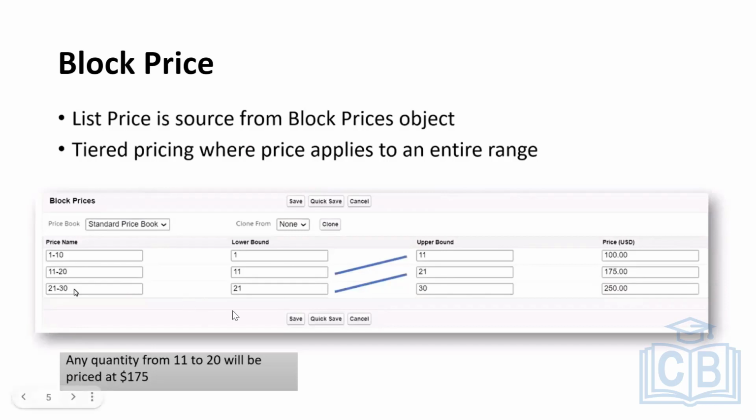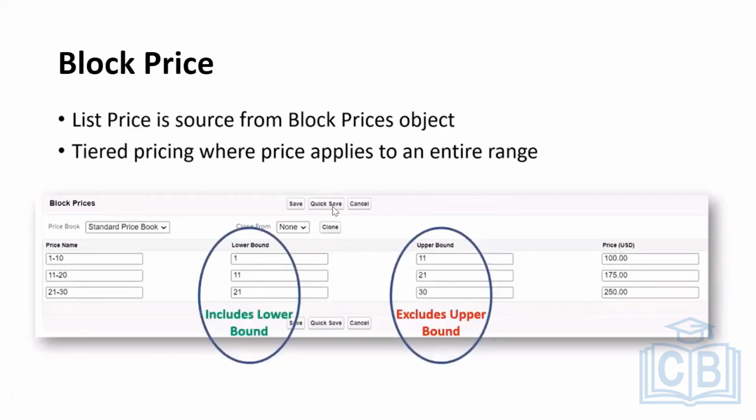If there were a fourth line, from 30 to 40, then 30 would be considered in the fourth slab. But as of now, it is ending on 30, so 30 will be considered in this range only, with the price of $250. Got it? So always make sure that the lower bound is included and the upper bound is excluded. Whatever number you are mentioning as the upper bound will not be considered in that particular slab. Got it.